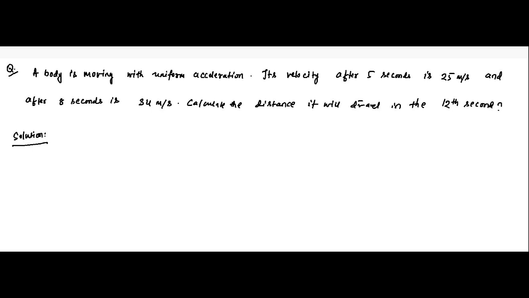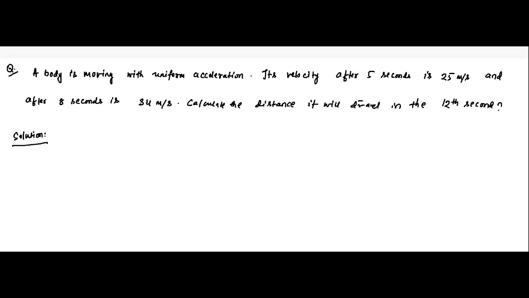So here is another question. It is given that a body is moving with uniform acceleration. Its velocity after 5 seconds is 25 meters per second, and after 8 seconds it is 34 meters per second. Calculate the distance it will travel in the 12th second.